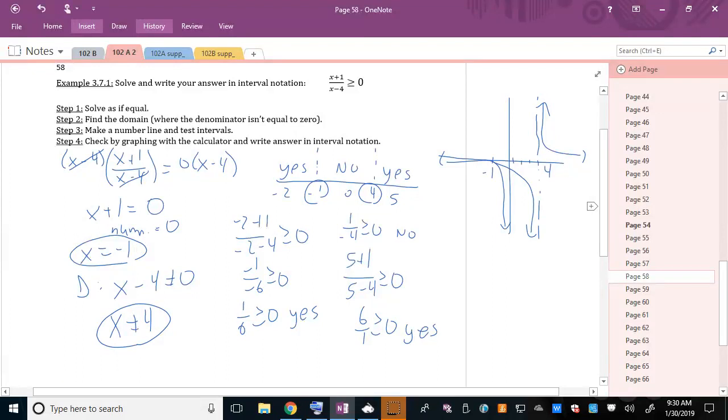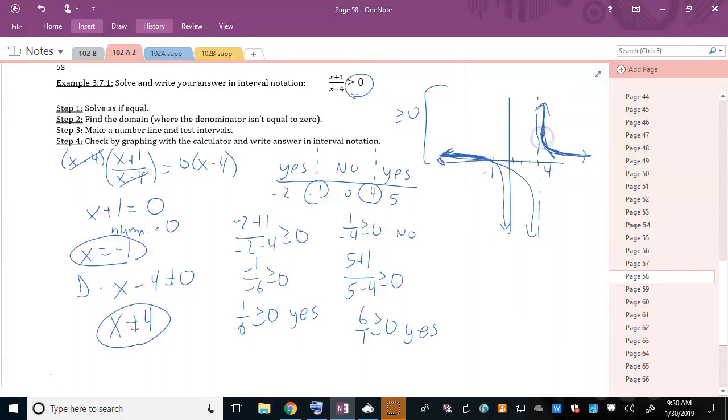Now, to get the actual result, though, I have to interpret this graph. So I want to know where it's greater than 0. So in other words, where it's above the x-axis. So I'm above the x-axis over here on the left-hand side. And then this entire right-hand side piece as well. The only piece we aren't above 0 is there in the middle. So my answer is -∞ to -1. Remember, we use the union symbol if we have two intervals. And then 4 to +∞.